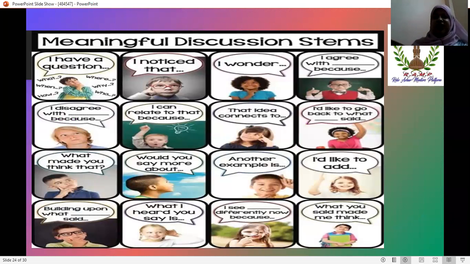These are the discussion stems, because we have another problem that you didn't mention among the challenges: speaking skills, poor speaking skills. So when you give students some stems to express their ideas, they will be more encouraged, because it will help them to organize their thinking and it will give them the confidence to say something.